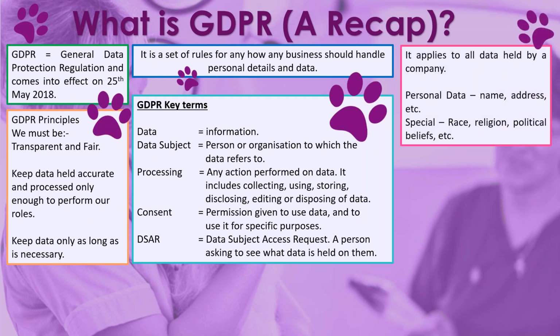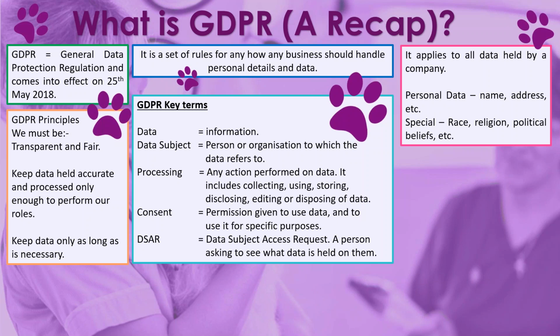We need to understand that the GDPR applies to all data held by a company, and it can be broadly split into 2 categories. Personal data. This is information such as names, addresses, date of births, or any identifying information such as any picture ID held. This is the most common form of data that you will come into contact with in a veterinary practice.